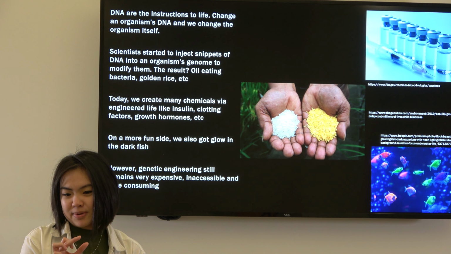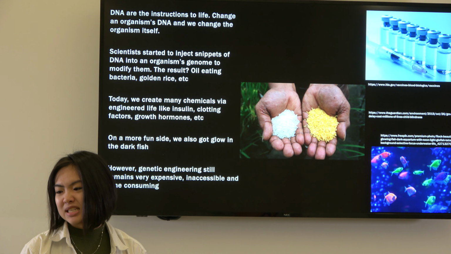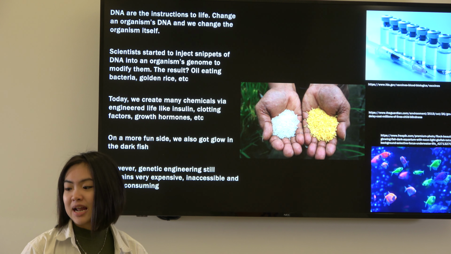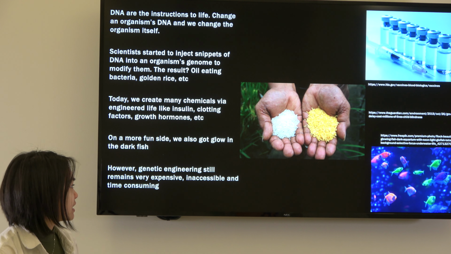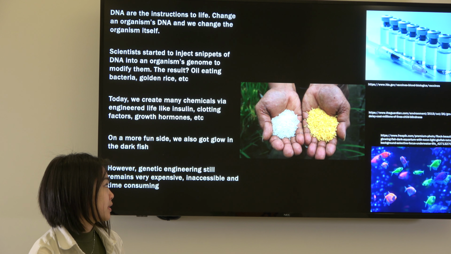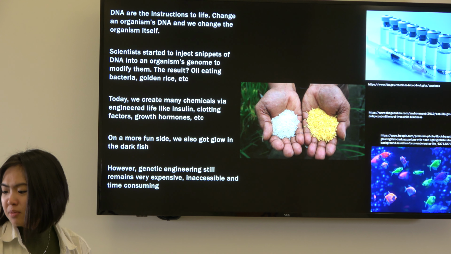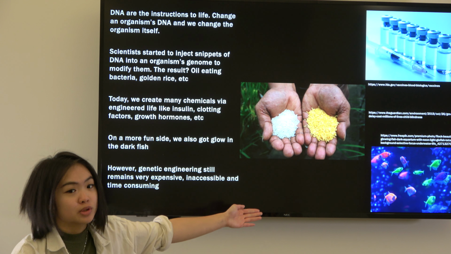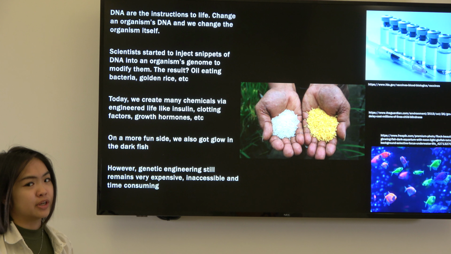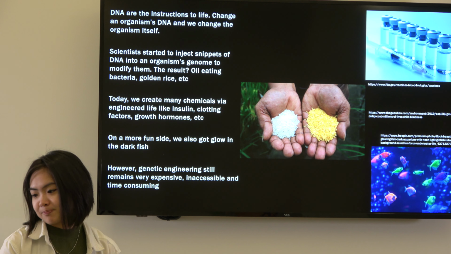We started to inject snippets of DNA into organisms' genomes to modify them, and we got things like insulin, clotting factors, and growth hormones out of it that we didn't have before. We also came up with things such as golden rice, which is rice that has been modified to contain elevated levels of vitamins. And on a more fun side, we came up with glow-in-the-dark fish. However, genetic engineering at this point still remains very expensive, inaccessible, and time-consuming.